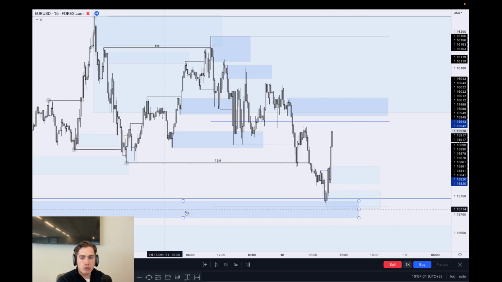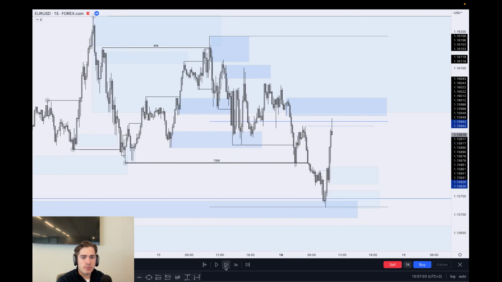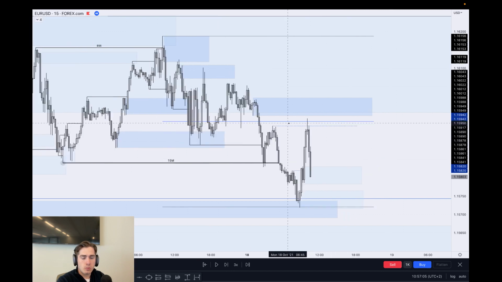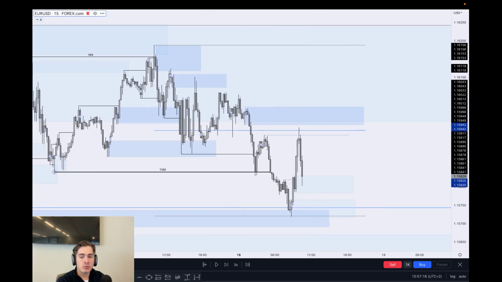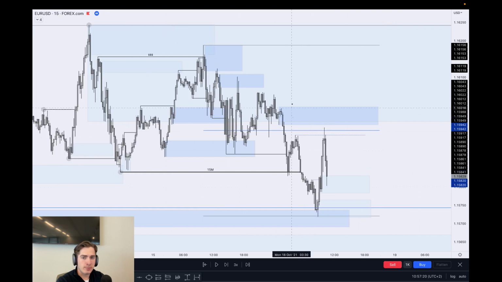So at the moment, what's going to be interesting is if we just press play. Okay, so we saw a takeout of liquidity over here, but we have not yet tapped in towards supply. So I'm still looking to see if we can establish a new impulse, at least one more impulse back up in towards the highs to take out and mitigate that area of supply. That for me is now priority.